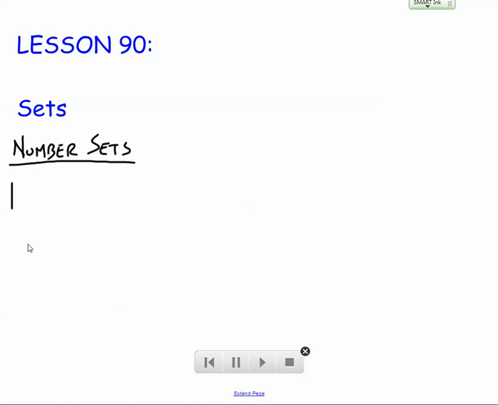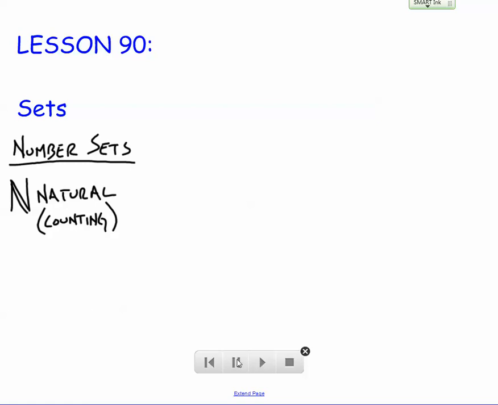We've got number sets. The first one is the natural numbers, and that's the symbol right there. It's an N with two crossing lines. We also call the natural numbers the counting numbers. And hopefully you remember what the natural numbers are. They're 1, 2, 3, 4, 5, and so on.